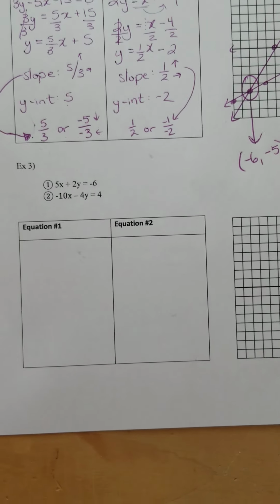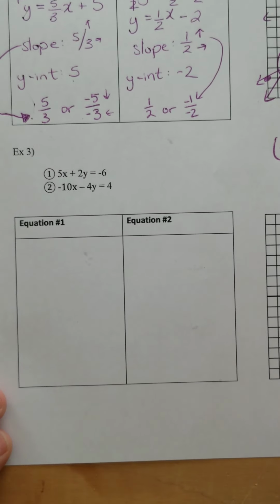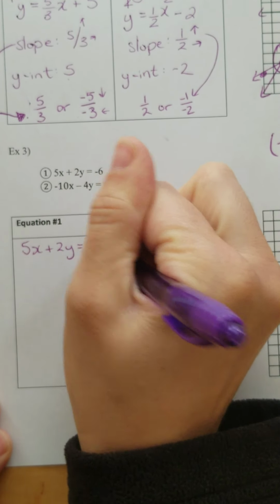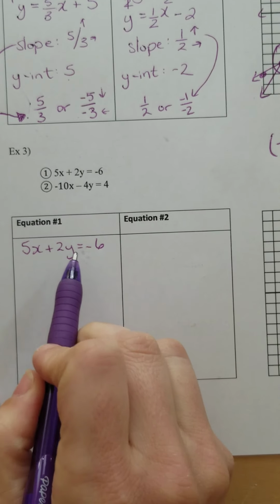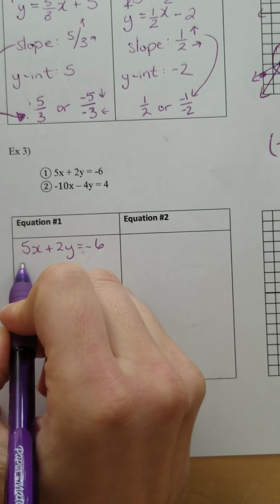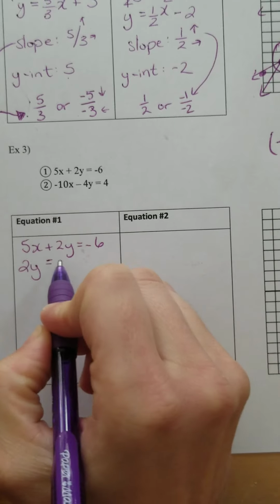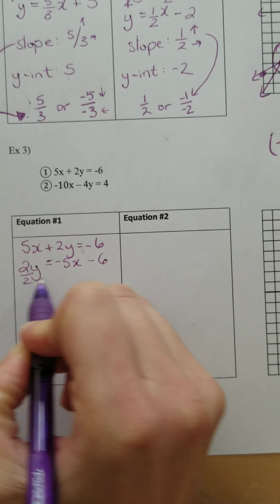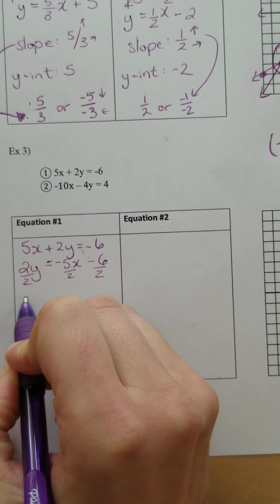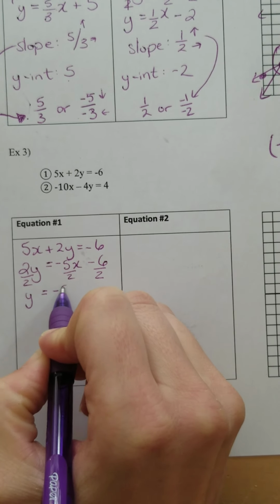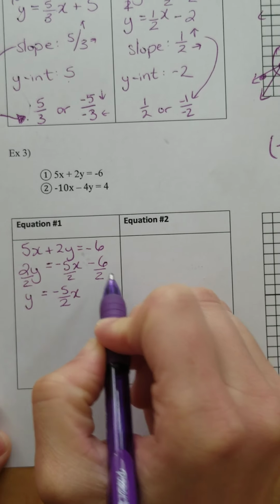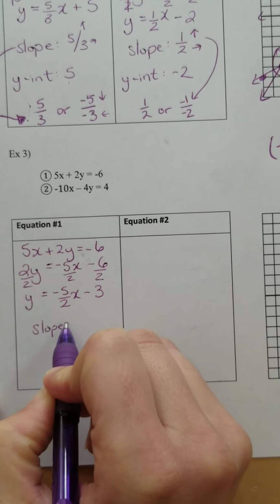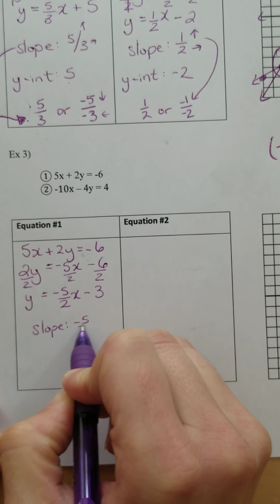So again, I'll zoom in on that a little bit. So for equation number 1, 5x plus 2y equals -6. Okay, so by now we should know that we have to isolate y. Let's send over that 5x. So 2y is all by itself on the left, and that 5x got sent over and is now negative. I divide off 2, divide off 2, divide off 2. Y is all by itself. -5 over 2 can't reduce, so it stays as that. 6 divided by 2 is -3. So my slope is -5 over 2.